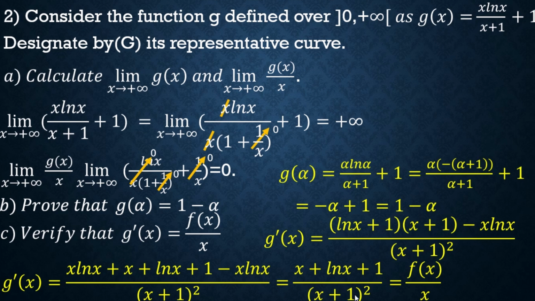Why is this f of x over x? Because f of x equals how much? If we divide this quantity by x, we still have x plus ln x plus 1 over x plus 1 squared. So this is f of x over x.